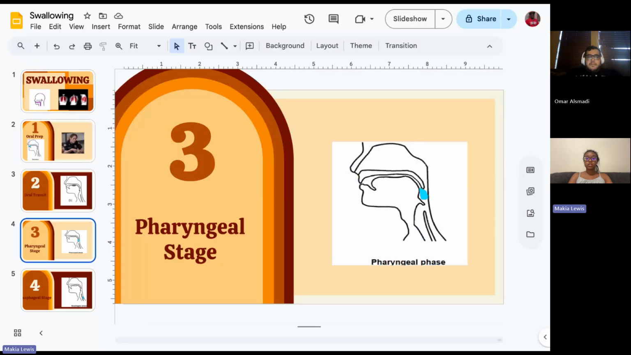After it's pushed down, the tongue and muscles in the throat lift to protect your airway and help the food pass smoothly. The larynx and the hyoid bone also move up and forward to make sure that the airway is closed so the food won't enter where it doesn't belong. This also prevents aspiration.